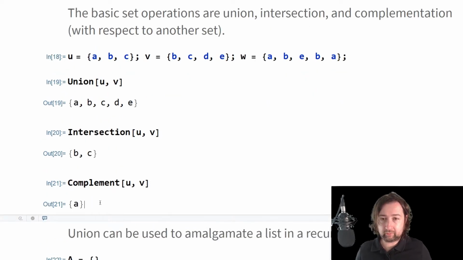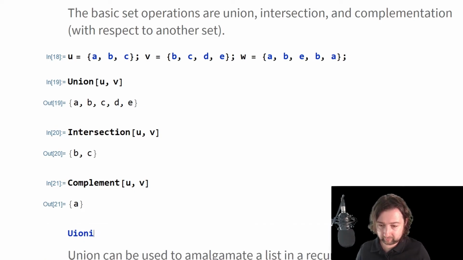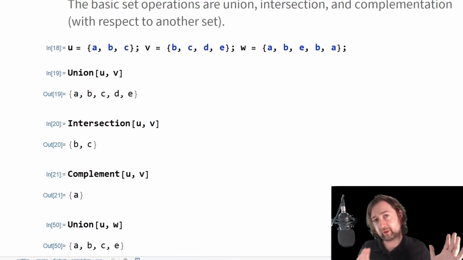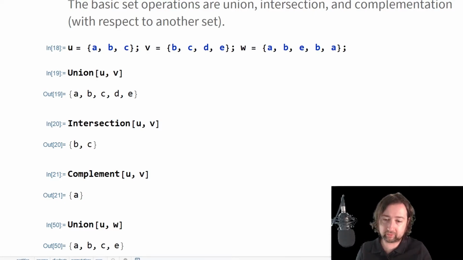So let's take a look at what it does to W. You notice again here, if I have U and V and W, but W has these repeated elements, you could still do things like union U and W, and you're going to get the same sort of thing where it's going to collapse all the repeated elements down and then sort the result.